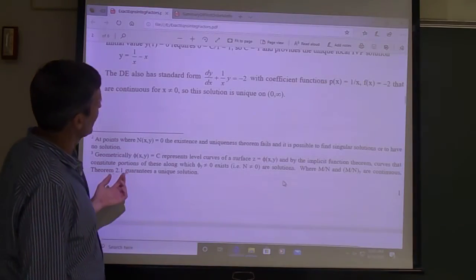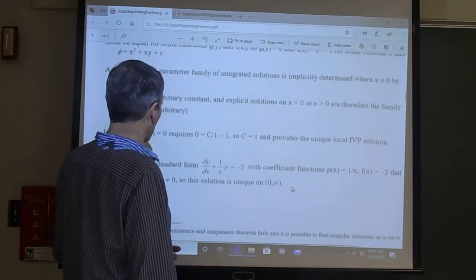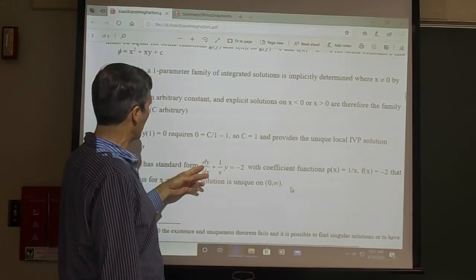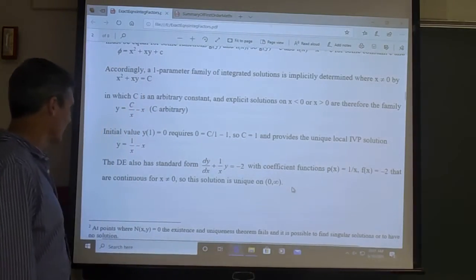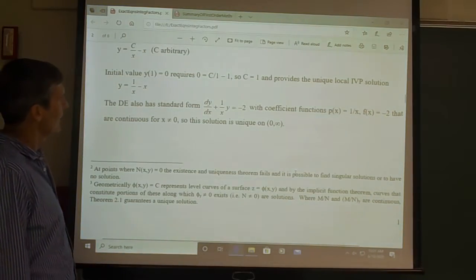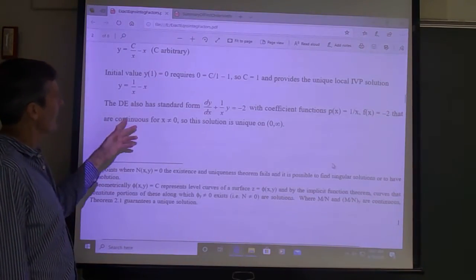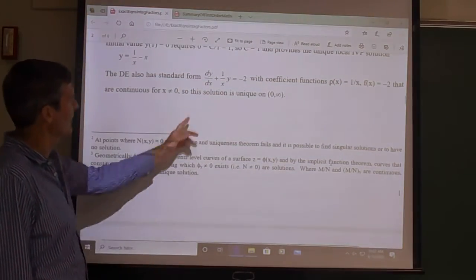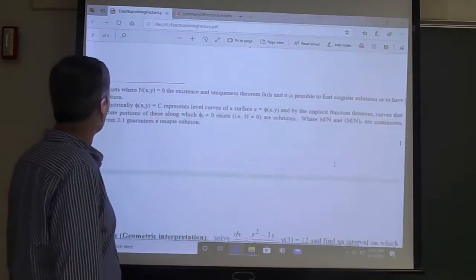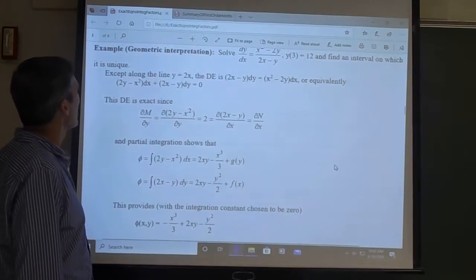Just a comment here. This particular equation we could have solved another way. We could have rewritten it as dy/dx plus 1 over x times y equals minus 2 and solved it as a linear equation that way also. And the theorem for linear equations guarantees that there's a unique solution actually on 0 to infinity. All right.